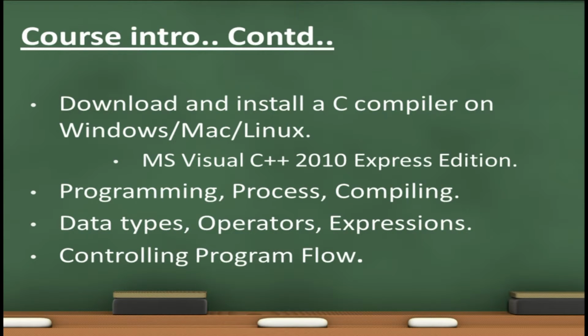To compile the C programming language, we have to download and install a C compiler on Windows, Mac or Linux. We will be using Microsoft Visual C++ 2010 Express Edition on Windows, and it will compile our C programming code or sample code. We will be looking at the process of programming and how to work with the C compiler and how to compile our thoughts into language and an executable program.